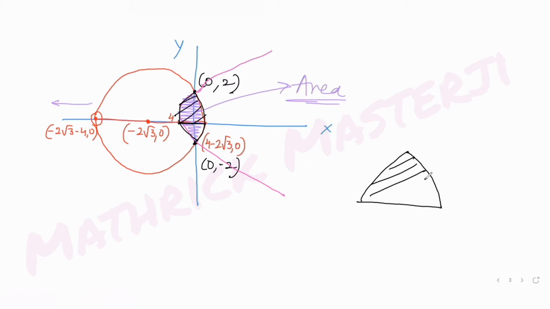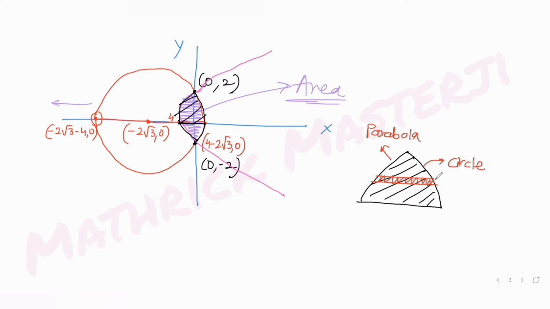We will find this area and multiply it by 2 to get the required area that is asked in the question. So I'll take a horizontal strip here. Once I take a horizontal strip, I know that you have the region between these two curves. This is the part of the parabola, and this is the part of the circle.